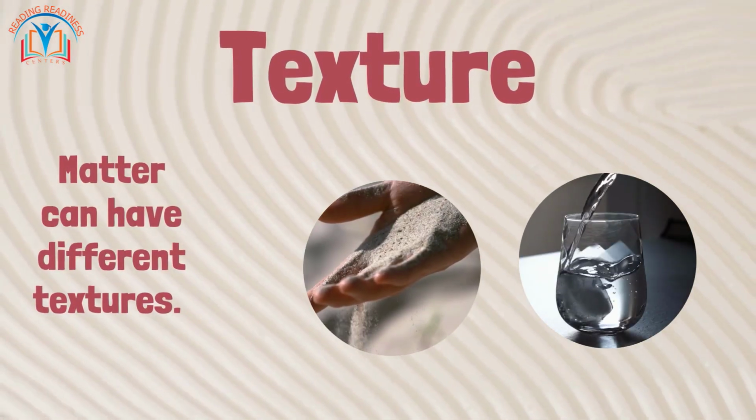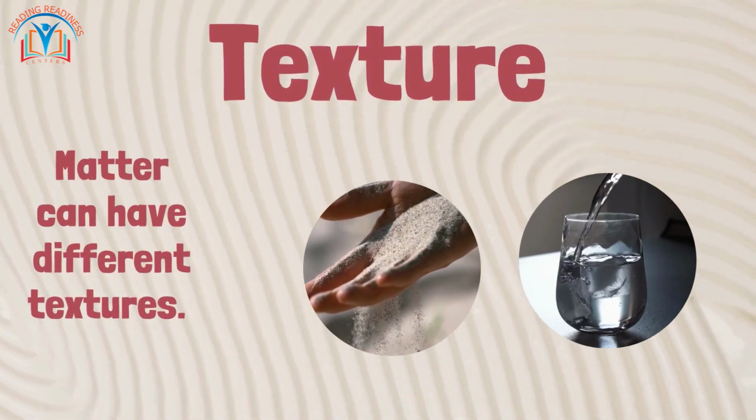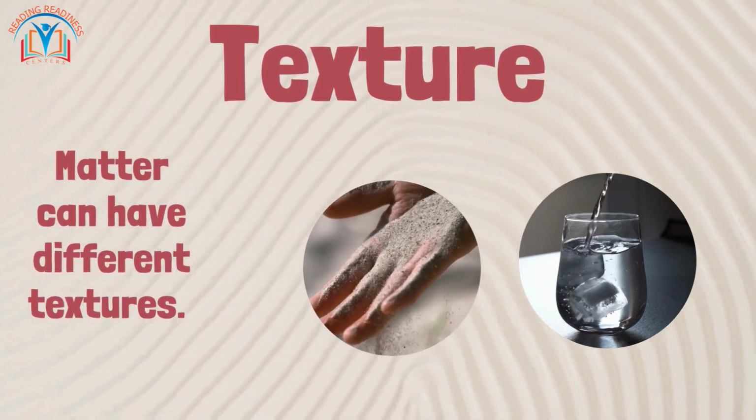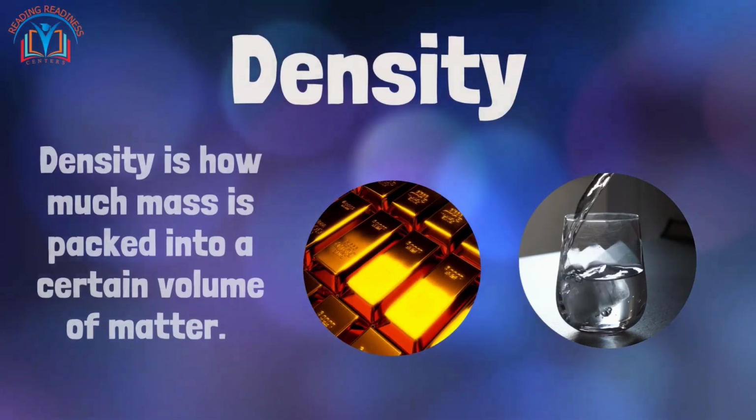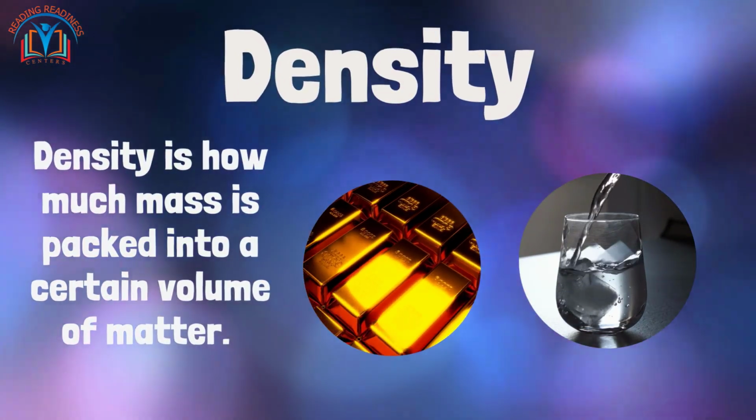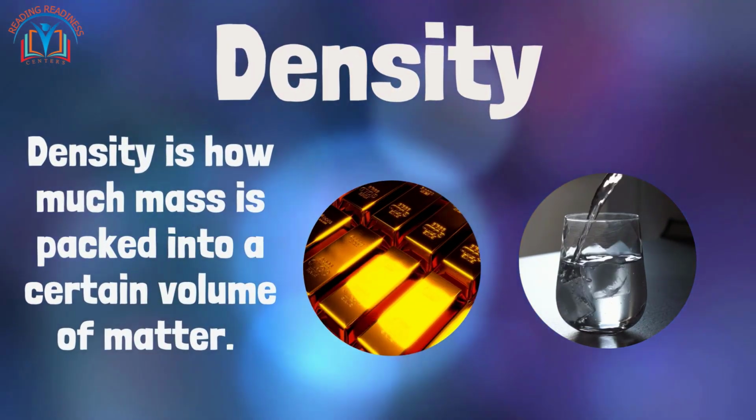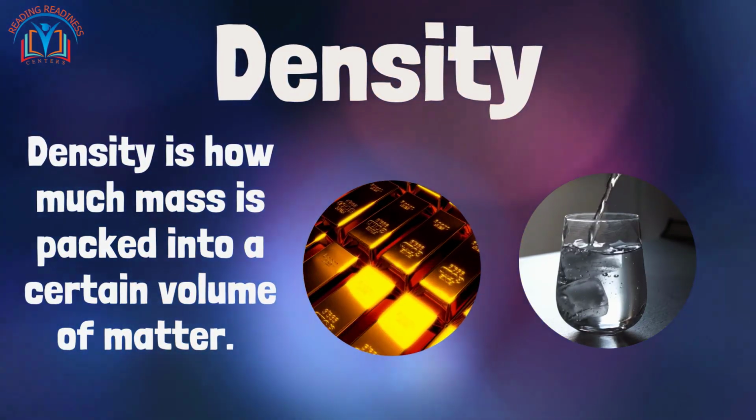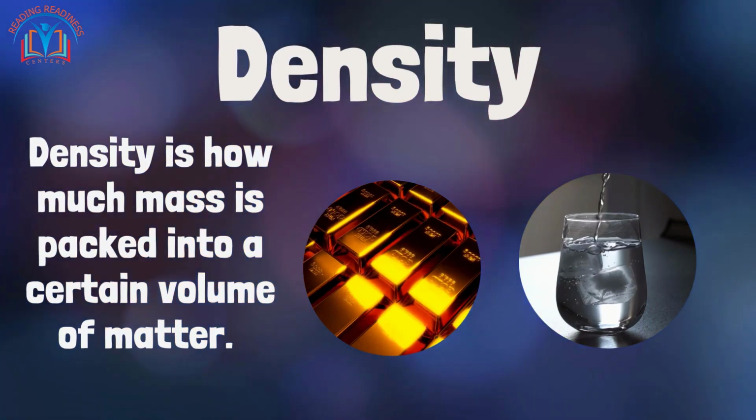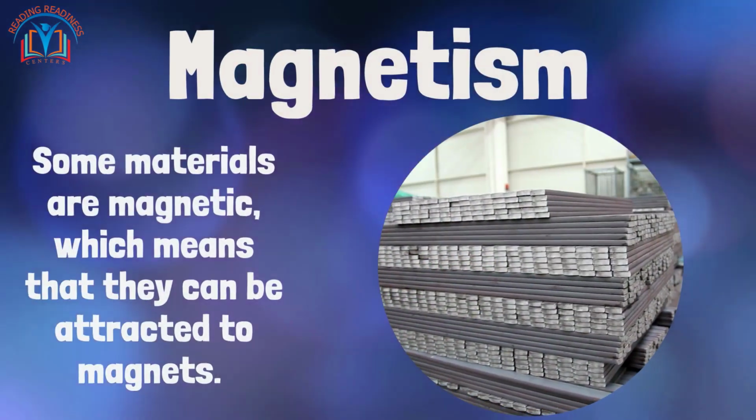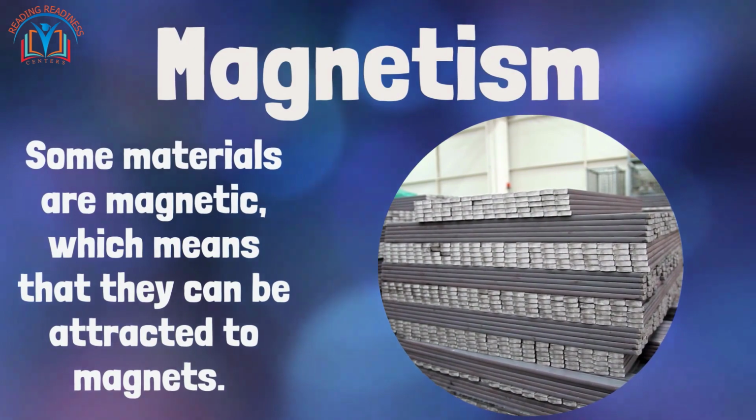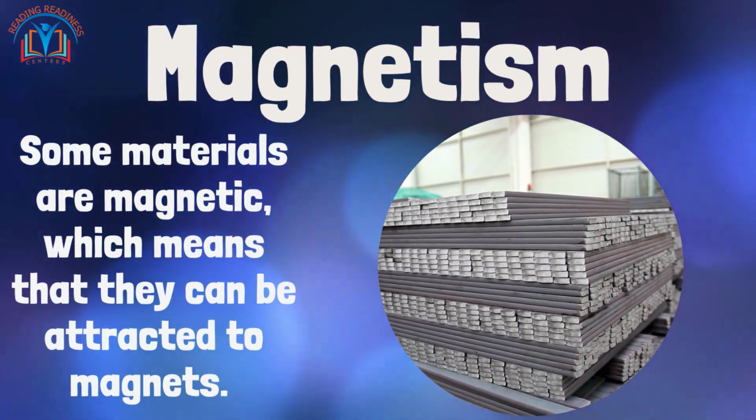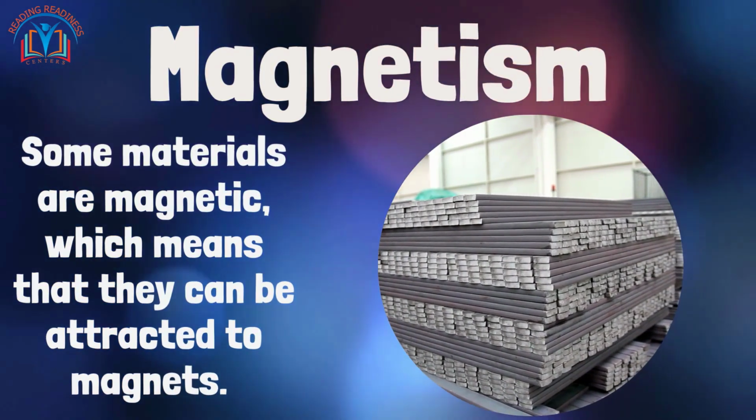Texture. Matter can have different textures. For example, sand is rough, while water is smooth. Density. Density is how much mass is packed into a certain volume of matter. For example, gold is denser than water, which means that a gold object will sink in water. Magnetism. Some materials are magnetic, which means that they can be attracted to magnets. For example, iron is a magnetic material.